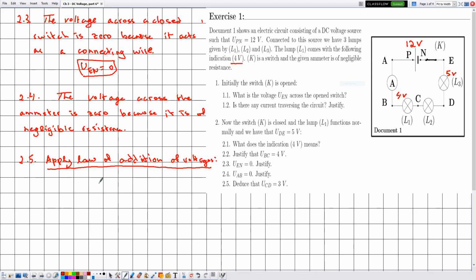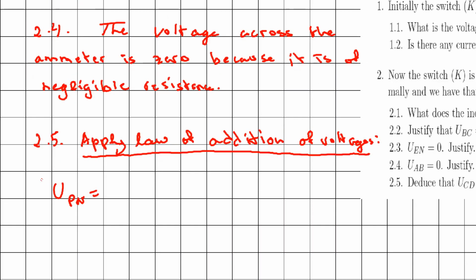So how do we apply this law? Always on the left we write the voltage of the battery, which is given by UPN, and on the right we write the voltage across different electric components starting from P and ending with N. And recall that always in physics we need to mention the law that we are using.